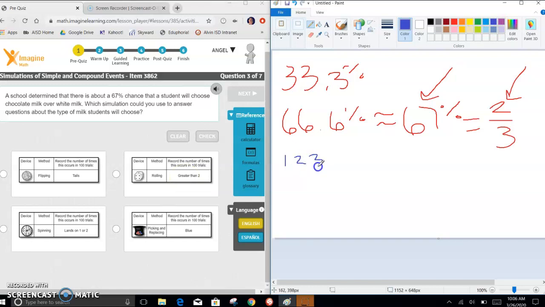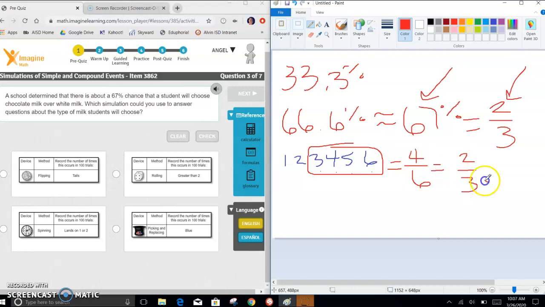1, 2, 3, 4, 5, 6. And I want the numbers that are greater than 2. That's going to be these 4 numbers here. How many is that? 1, 2, 3, 4. So this would be 4 out of 6. Then I would simplify that to 2/3. There's the guy that I'm looking for.